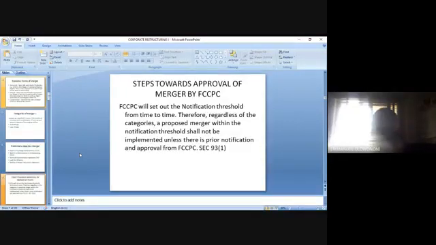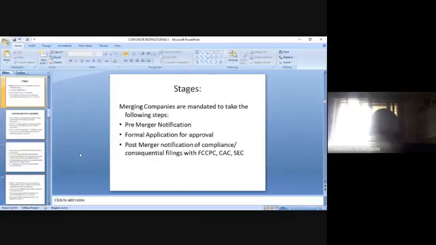I refer you to section 93 sub 1. The merging companies are therefore mandated to take the following steps. Number one, to give a pre-merger notification and make a formal application for approval. And after approval and completion of the exercise, to bring in post-merger notifications of compliance and make consequential filings with FCCPC, with CAC, and as well with SEC.